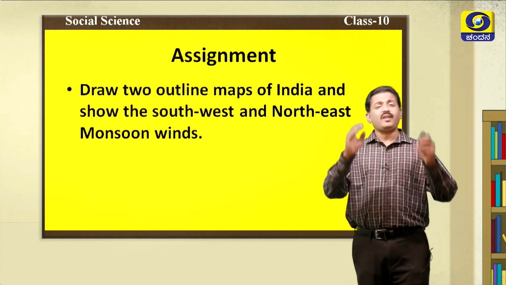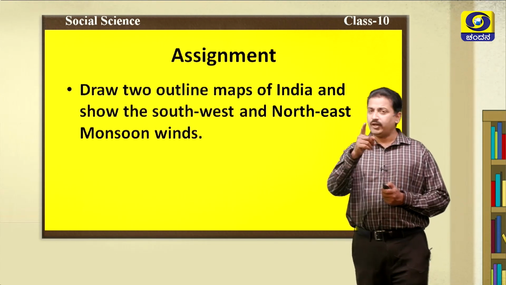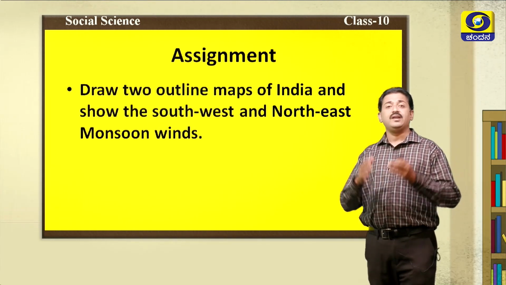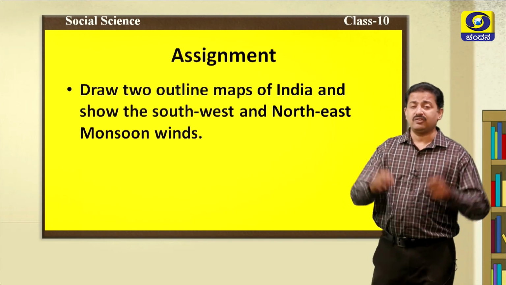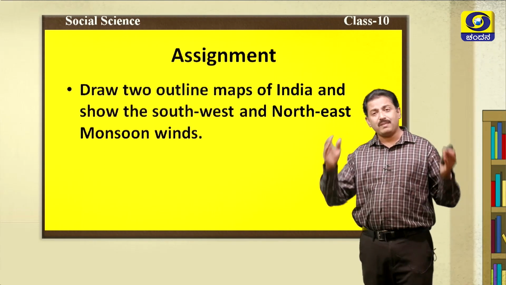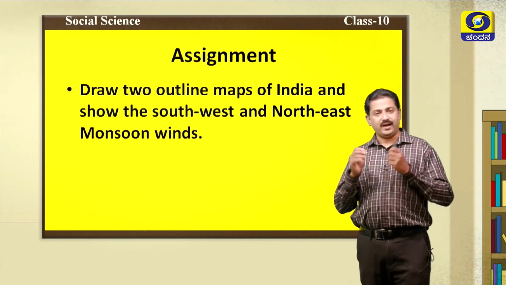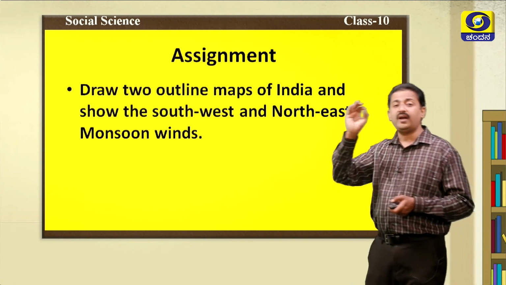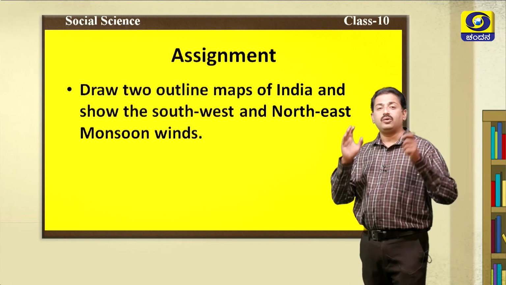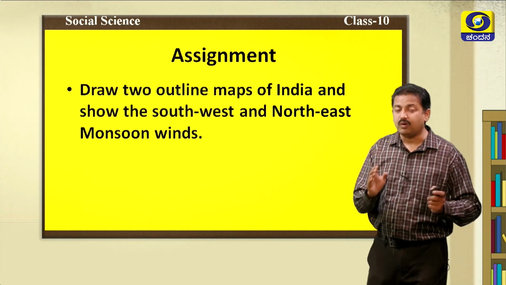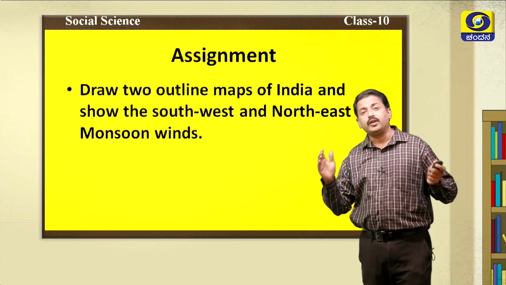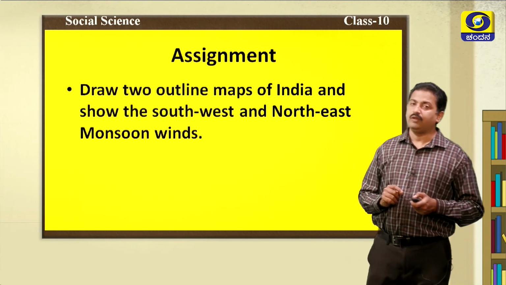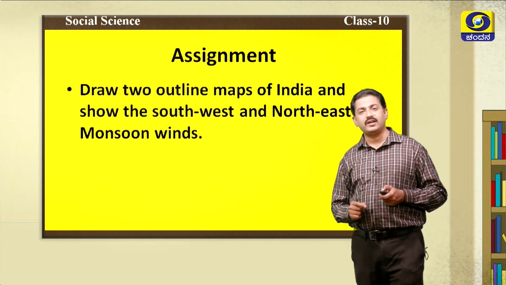Now, I give you an assignment. Will you do it, dear students? The assignment is to draw two outline maps of India, and you need to show there the southwest monsoon and northeast monsoon. So, you need to draw two outline maps and show the two different monsoon winds over each. Will you do it? I hope you understand this.